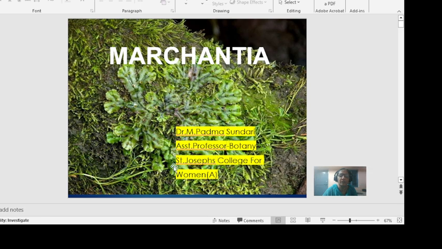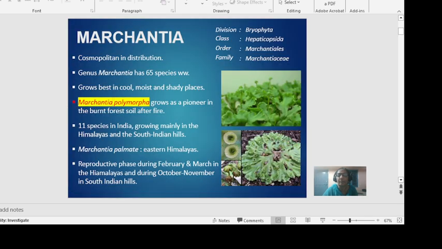Good morning, dear students. We welcome you to today's online session on bryophytes, where we will be discussing the type study of Marchantia. This Marchantia belongs to the class Hepaticopsida, the order Marchantiales, and the family Marchantiaceae.